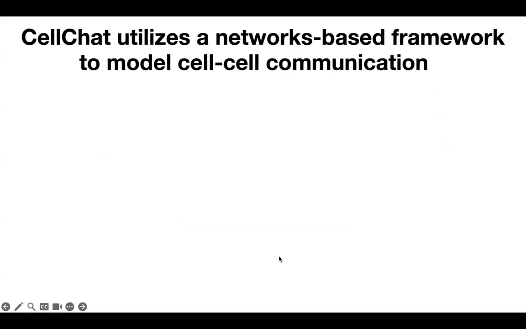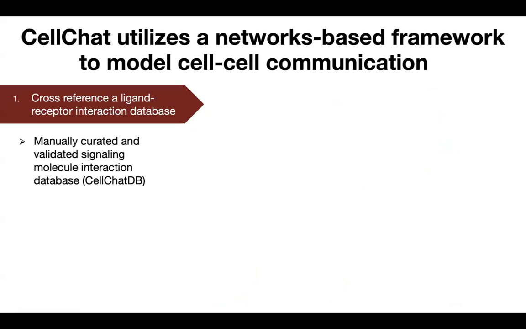All right, so how does CellChat actually work? So the first thing that CellChat does is it cross-references a ligand receptor interaction database. So the creators of CellChat have actually created a database called CellChatDB that is a manually curated and validated signaling molecule interaction database. So essentially, it's just a framework from which ligand and receptors interact with each other.